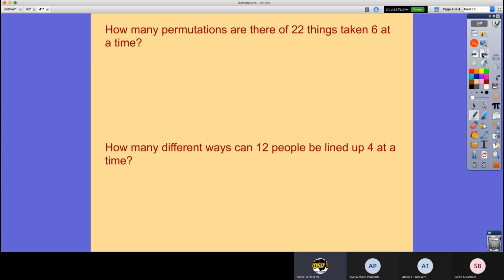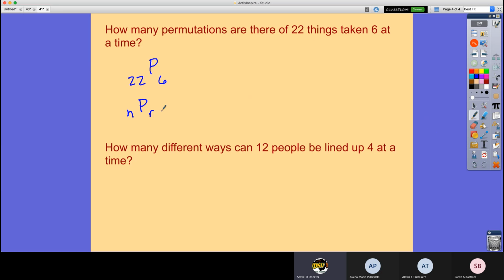All right, how many permutations are there of 22 things taken 6 at a time? Now how we get this set up. First of all, it does say permutation here. So there are 2 different ways to do this. When it says permutations, you could set it up as the permutation equation. Remember what this is.